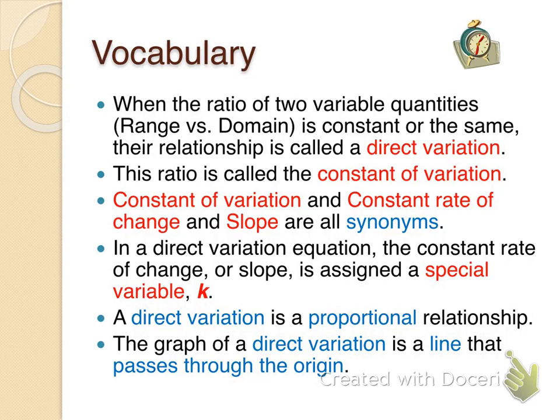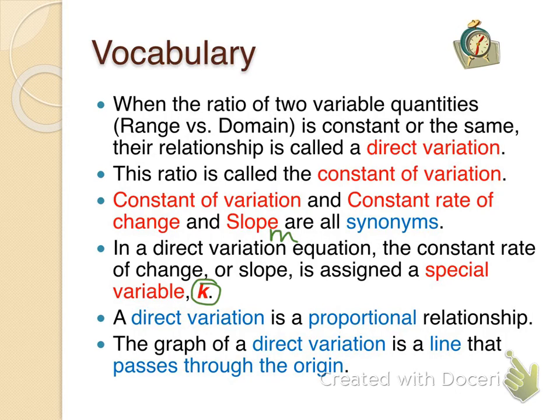So we talked about constant rate of change first. That's the same thing as slope, and it's the same thing as the constant of variation. So today when I talk about constant of variation, I'm talking about constant rate of change, and I'm also talking about slope. In a direct variation equation, the constant rate of change, or slope, is assigned a special variable k. So when we talked about slope the other day, we used m. Today we're going to be using k when we're talking about slope.